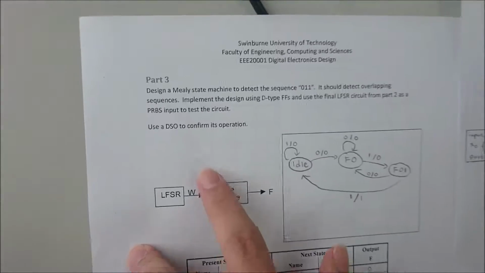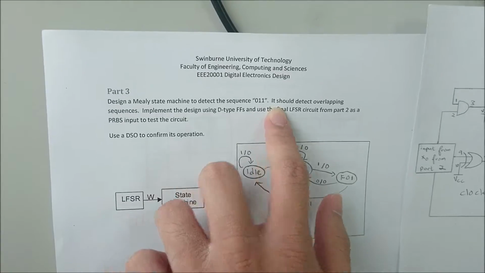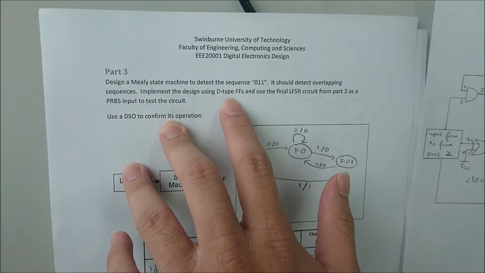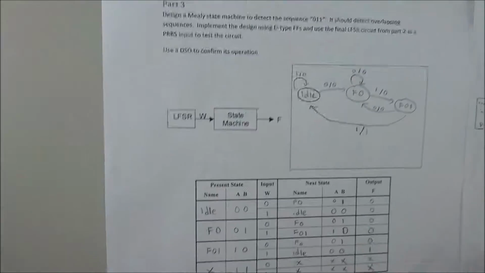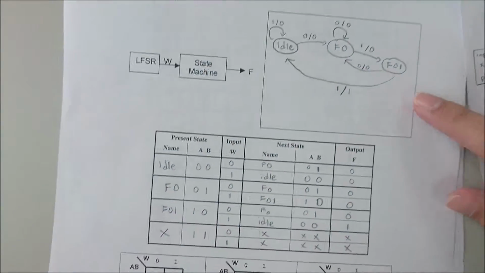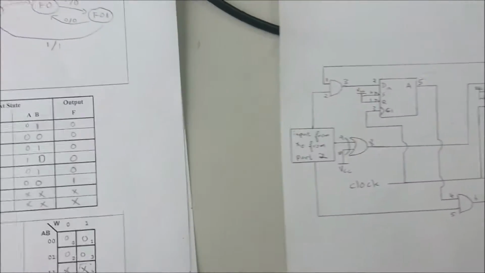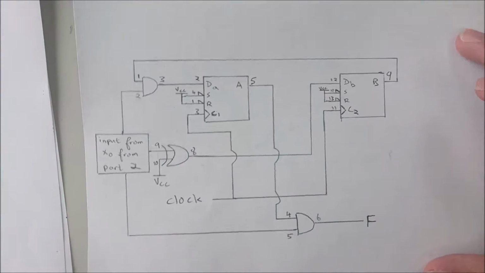Okay, so I'm Aaron and I'm doing part 3 of this experiment. Part 3 is about designing a Mealy machine to detect the sequence 011, and then we should implement the design using D-type flip-flops, and we use the input from part 2 to test the circuit. As you can see, this is the state diagram, this is the state table, and this is the K-maps, and this is the circuit we can see here.